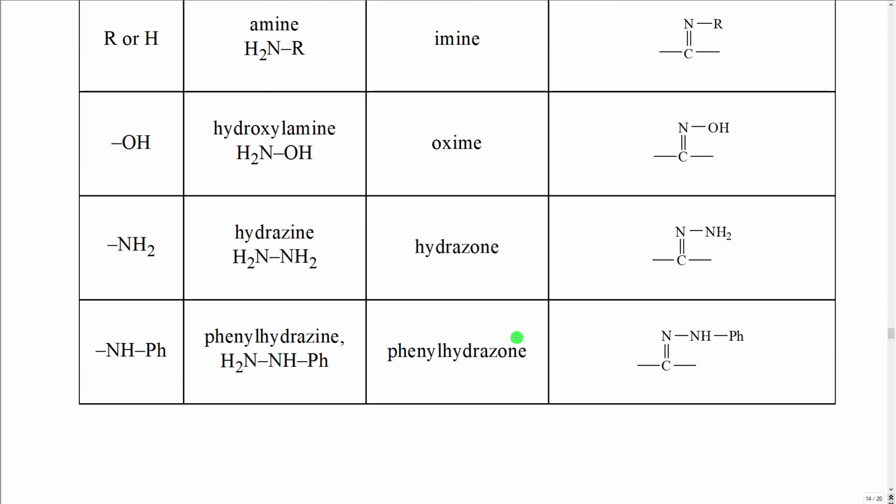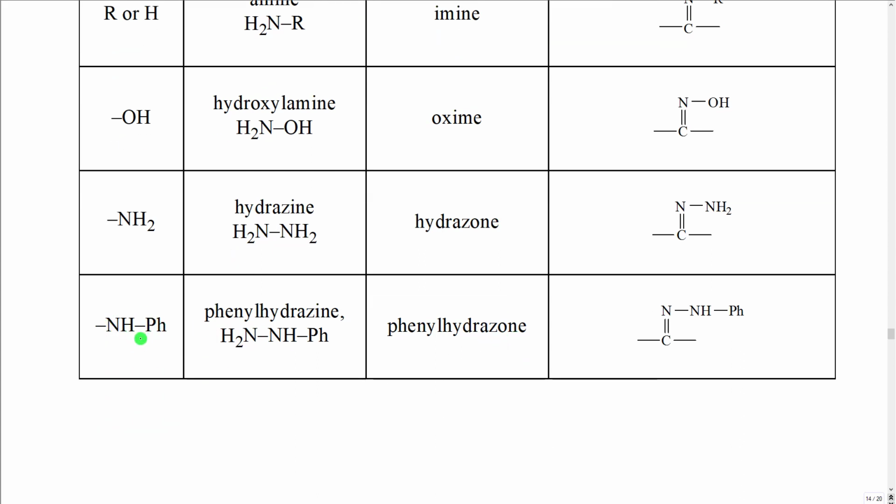And then finally, we can modify the hydrazine by adding carbon groups onto the second nitrogen. And in that case, for example, if we use a phenyl, we get phenylhydrazine, and then we get a phenylhydrazone. And these we are going to use in lab when we do qualitative analysis. They're often used to make stable, solid derivatives of ketones that we can melt and identify.